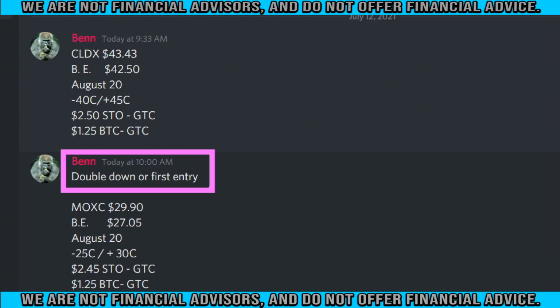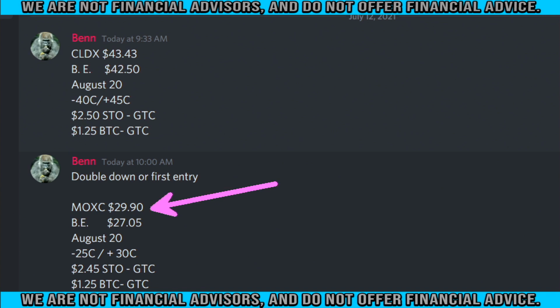Depending on when you enter into the alert service will be how you handle the trade. We called MOXC a couple weeks ago and it went higher against us. So we're doubling down our position. You could see that MOXC is almost at $30 and this break even is $27, meaning we're expecting price to go under $27 by August 20th. But that does not mean that we have to wait that long to collect profits. Sell the 25 calls, buy the 30 calls for protection.